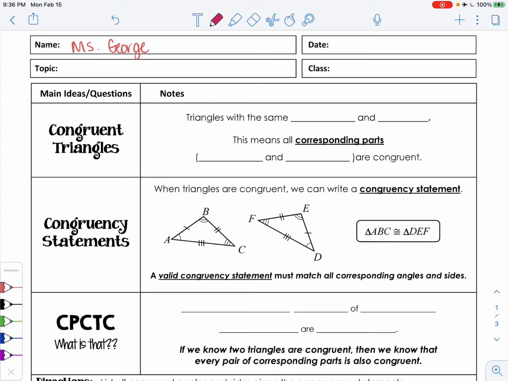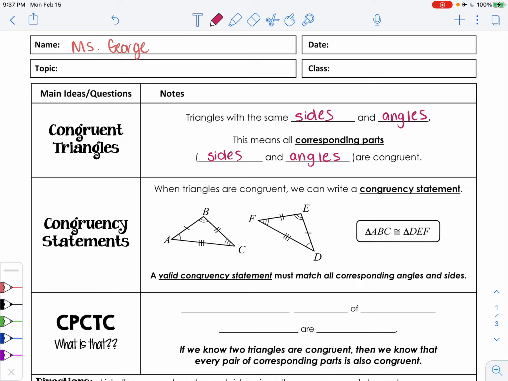These two triangles would be considered congruent if they had the same side lengths and the same angles. So triangles with the same sides and angles are congruent triangles, right? It just means that all their parts need to be congruent. And this means all corresponding parts, sides, and angles are congruent. Here's an important idea: when you have two triangles that are congruent, you match up their congruent parts, and those are corresponding.